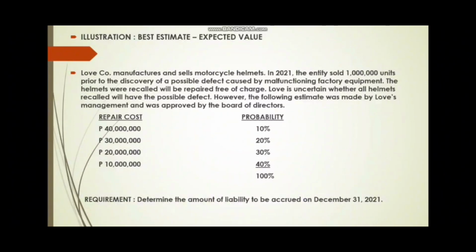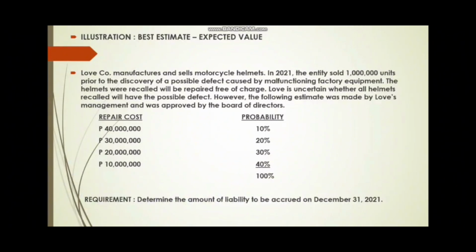In 2021, the entity sold 1 million units prior to the discovery of a possible defect caused by malfunctioning factory equipment. The helmets were recalled and will be repaired free of charge. Love is uncertain whether all helmets recalled will have the possible defect. However, the following estimate was made by Love's management and was approved by the board of directors.